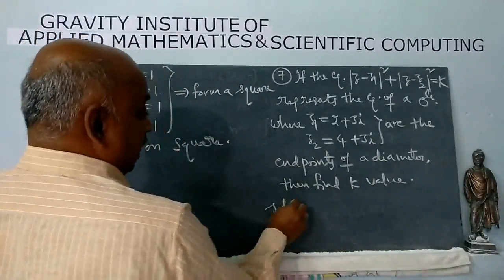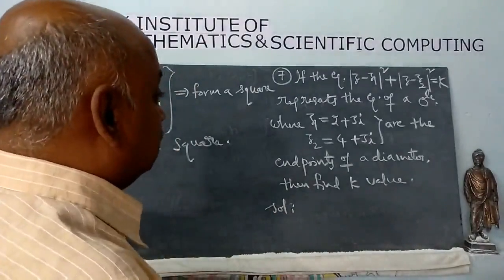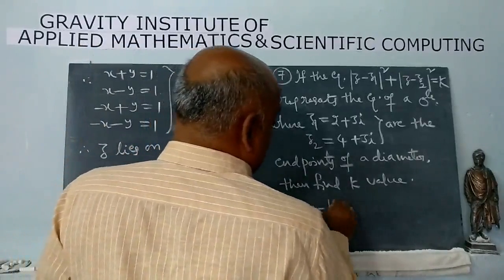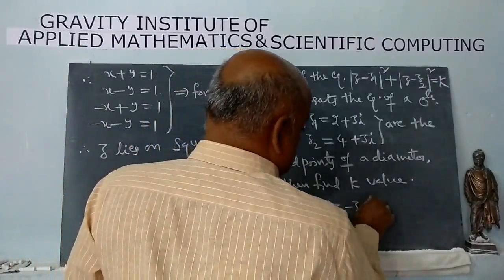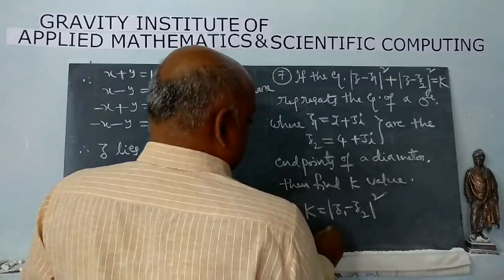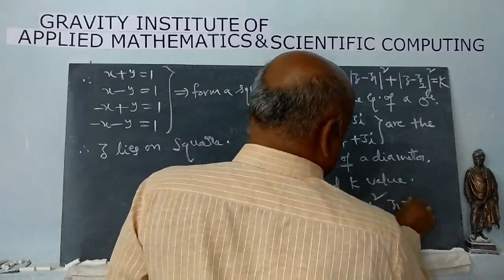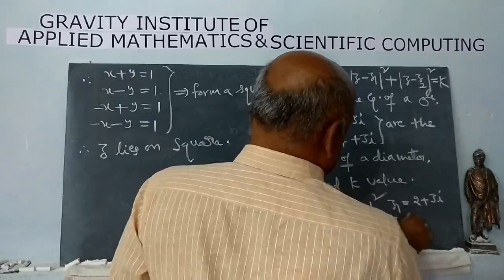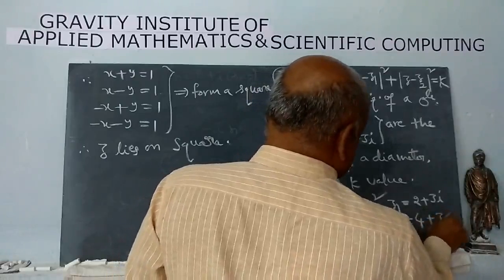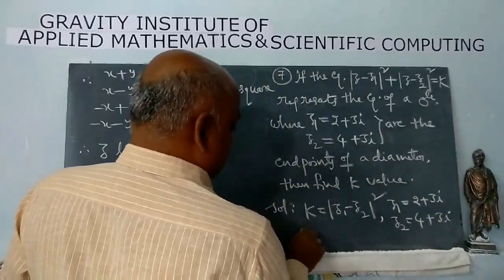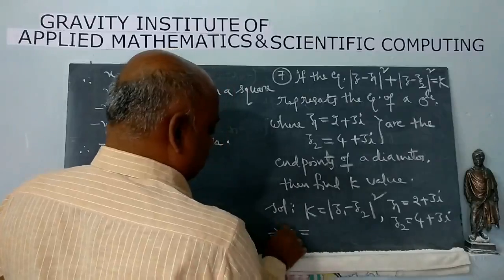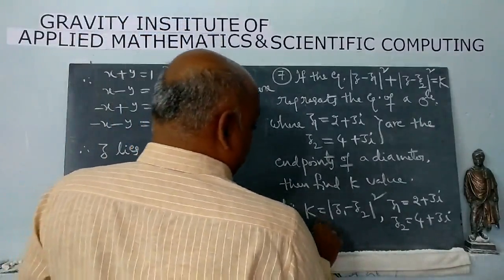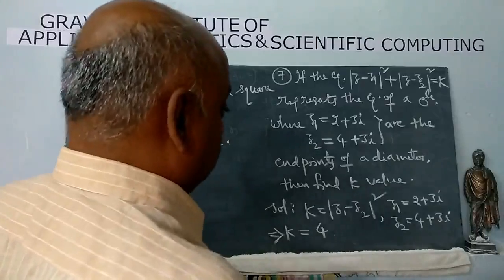Here it is a standard formula. The answer is very simple. k is equal to |z1 − z2|². Here z1 = 2 + 3i, z2 = 4 + 3i. So this implies k = 4.